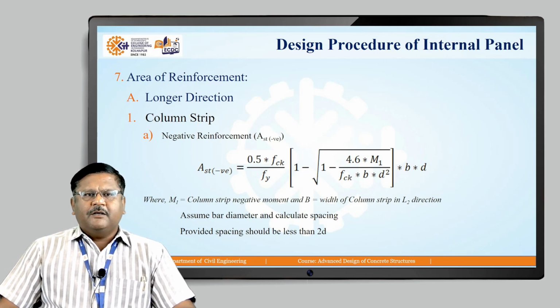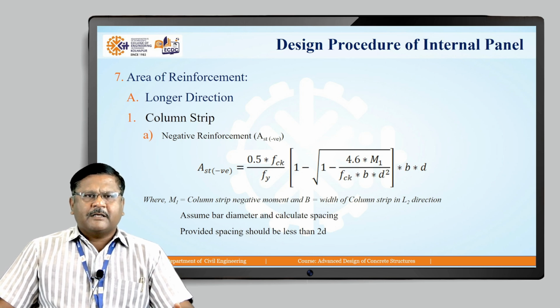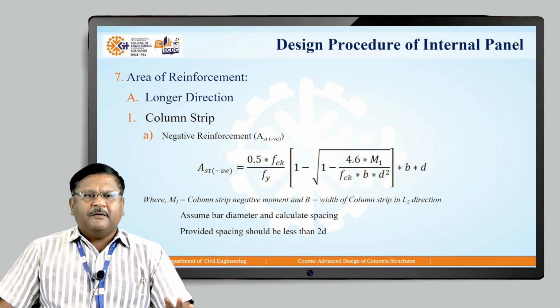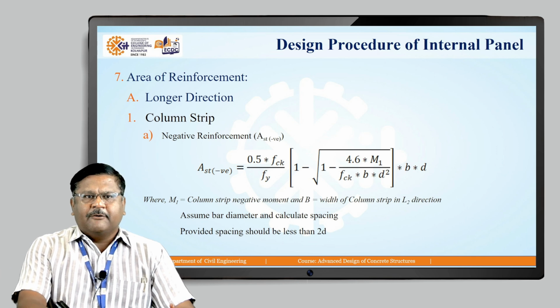Reinforcement calculation. In that, you want to calculate the reinforcement in the longer direction as well as in the shorter direction if the slab is a rectangular slab. Then in the longer direction, again column strip and middle strip, and in the column strip again negative and positive. So we will discuss one by one. First, area of reinforcement required for longer direction, column strip, for negative reinforcement.